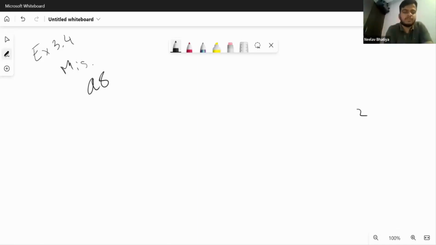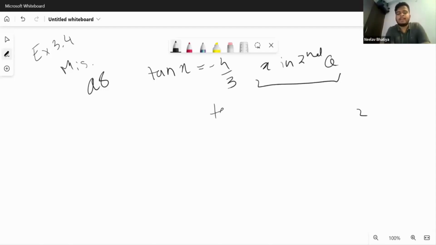In the 8th question, we are given tan x equals minus 4 by 3 and x in the second quadrant. Correct. Now, why is this important? Because we want to calculate the value of tan x by 2. And if we are not able to locate where x is, then we won't be able to ascertain whether x by 2 is positive or negative. Correct. How are we going to do that?